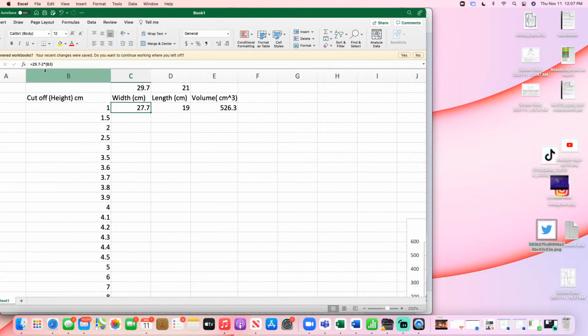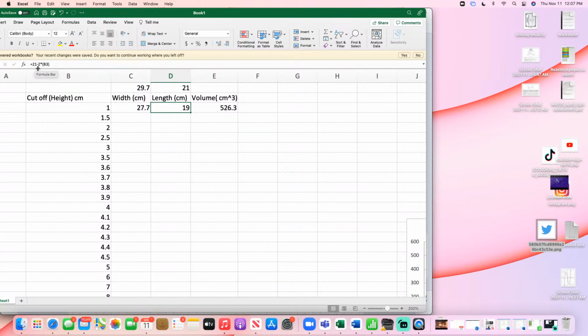So what I'm going to do is 29.7 minus 2 times the cell B3. B3 is 1. And it'll automatically subtract 27.7 from 29.7. Do you see that? It does that for you, which is nice. You say that's typing more, but it's not, because I'm going to show you how to use tools from Excel that are going to help you.